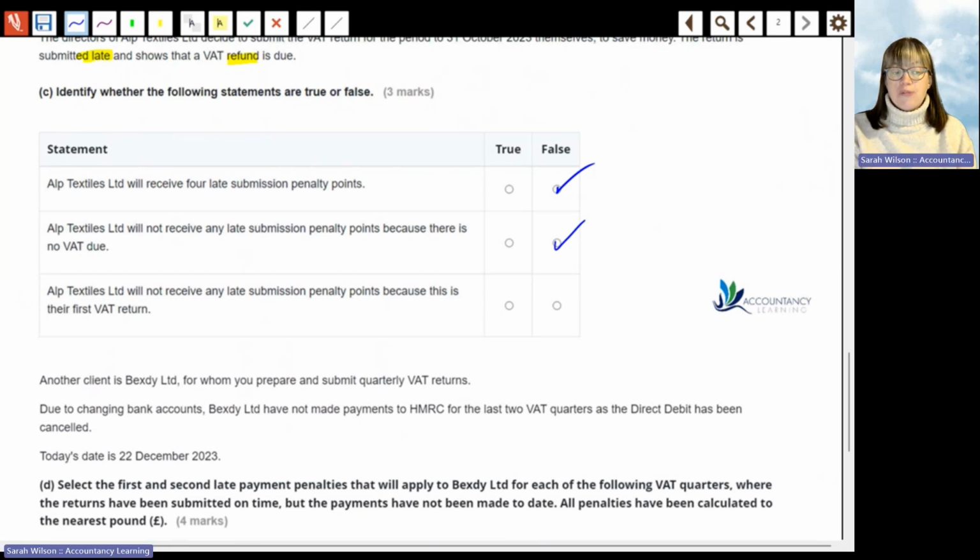The last one: ALP Textiles Limited will not receive any late submission penalty points because this is their first VAT return. This one is true, because there are no penalty points for their first VAT return.